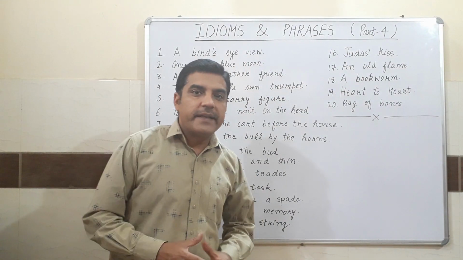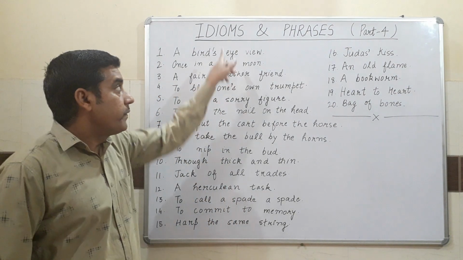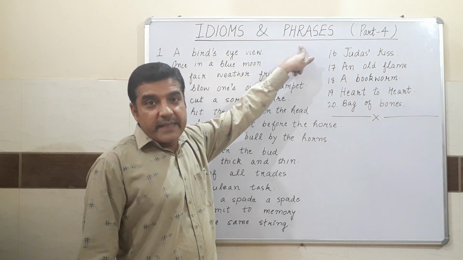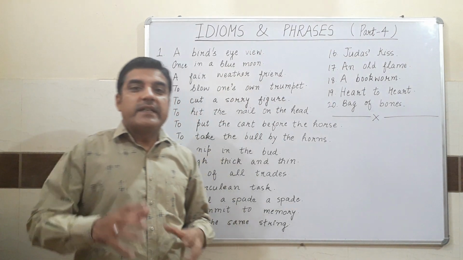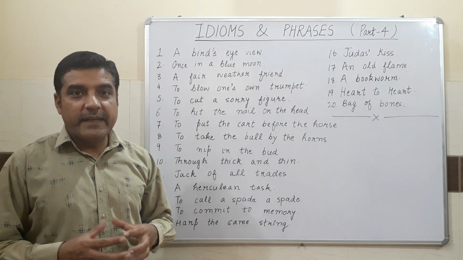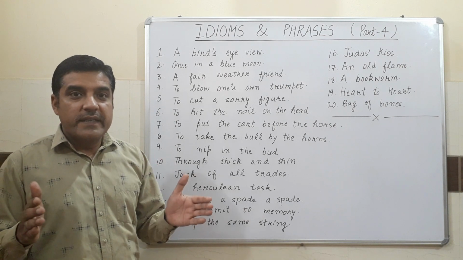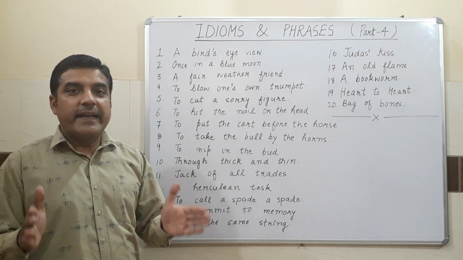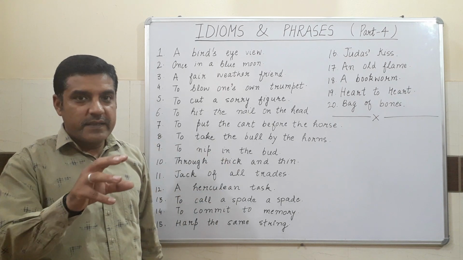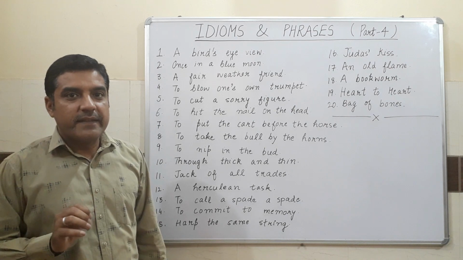Welcome to Idioms and Phrases Part 4. Three parts we have already covered, and in Part 1, I told you the meaning of idioms and phrases, which I repeat, that is phrases. Let's understand what is a phrase. Those who are new to the channel, for them I am repeating it. What is a phrase? Phrase is a group of words which does not contain a verb but gives some sense. A group of words without a verb which gives some sense is a phrase, right?